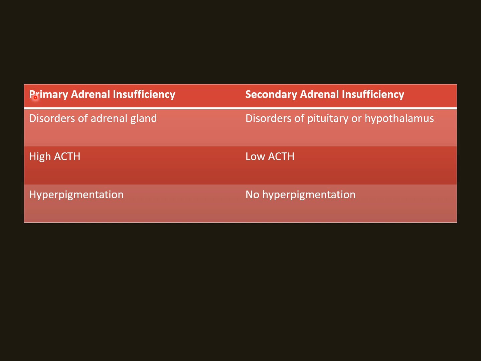This table is to differentiate between primary adrenal insufficiency and secondary adrenal insufficiency. Primary adrenal insufficiency is a disorder of the adrenal gland, and secondary adrenal insufficiency is a disorder of the pituitary or hypothalamus. In primary adrenal insufficiency, the ACTH will be elevated, associated with hyperpigmentation. Secondary adrenal insufficiency is associated with low ACTH and no hyperpigmentation. So the pigmentation of the skin here will make the difference, and the level of the ACTH.